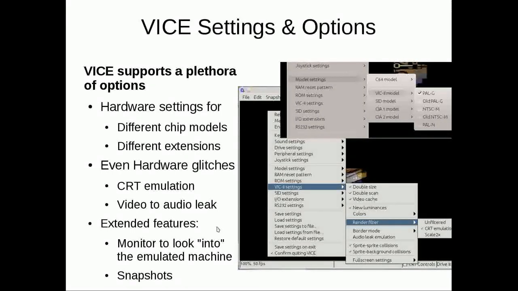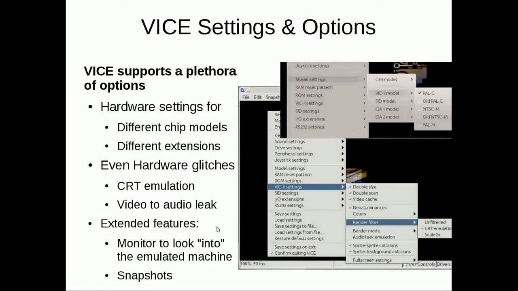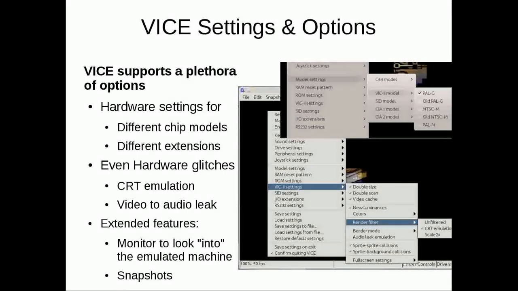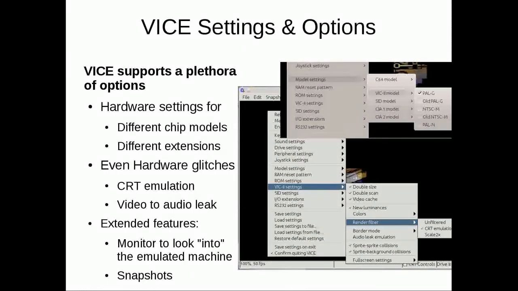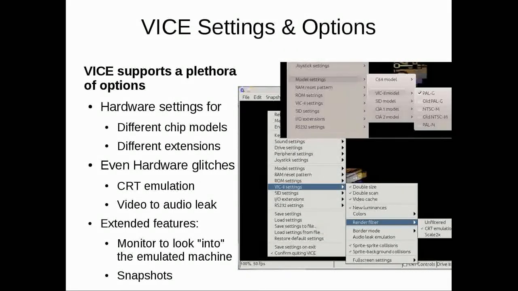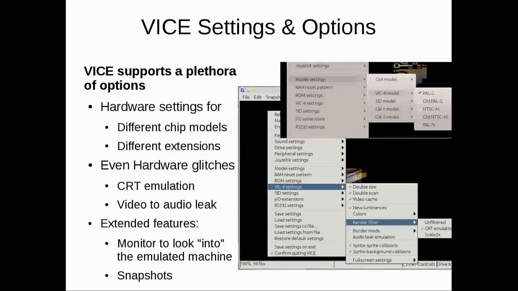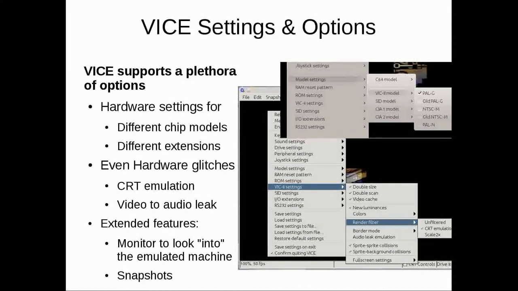Interesting features that you don't have on the real machine is you have a monitor to look into the emulated machine. You can stop the machine at any one time, and you can set breakpoints so that it automatically stops when it reaches a specific condition, and look into the machine and see what is the state, what are the registers of the CPU, what are the values of the different chips. And you can do snapshots. You can store the full state of the emulator into a disk file and resume it later on. Kind of mega safe game feature. So this gives you an overview on Vice and next step.